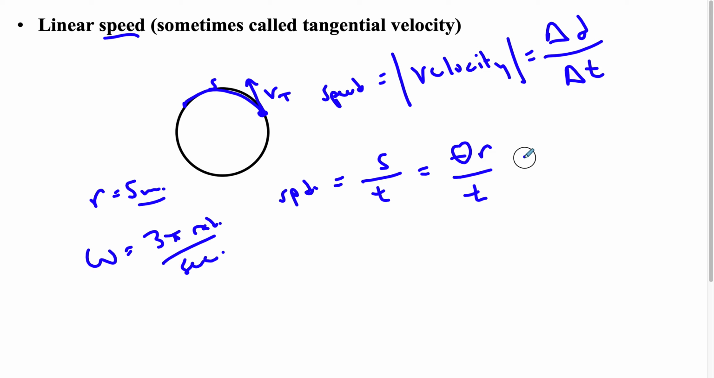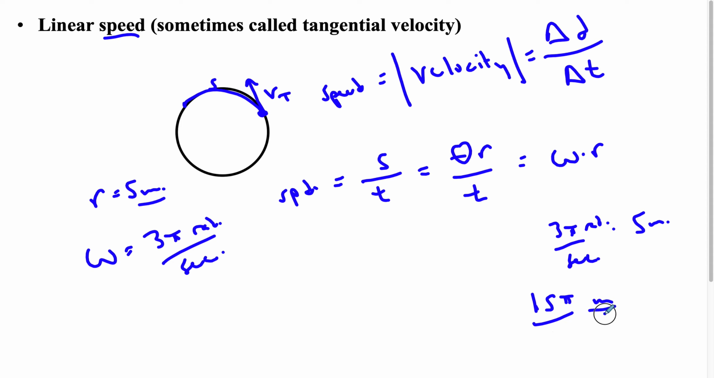So it turns out that we could use theta over t, because that's the angle over seconds, right? So we could use omega times r to get the speed. So this theta over t is the amount of angle, 3 pi radians, in an amount of time, times the radius, or omega times r. So 3 pi radians per second times 5 meters would be 15 pi meters per second. Sorry, get rid of that other line, it looks confusing.